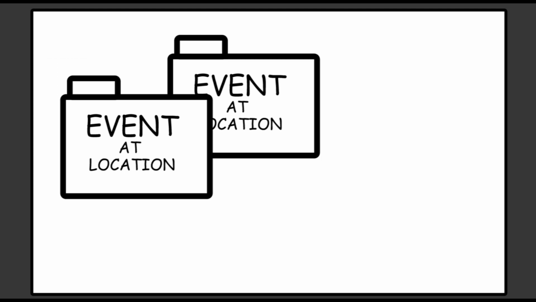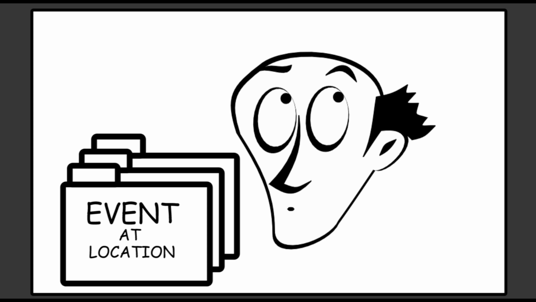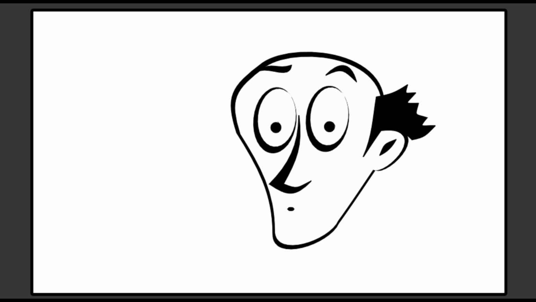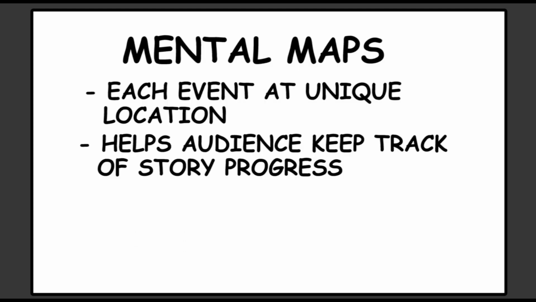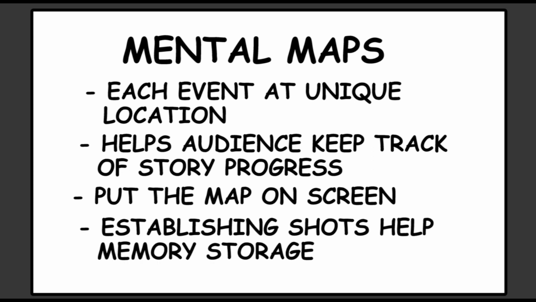And so putting your events at different locations throughout your story helps the audience compartmentalize, because each location then becomes a memory file in the viewer's brain. While the audience is watching the movie, they're constantly piecing together this mental map, and so you can actually use that to your advantage. Mini films actually put a map of the story on the screen, and then once you start thinking along those lines, then your establishing shots become more important as well to help the audience understand the mood of that location, and to distinguish that location from all the others.